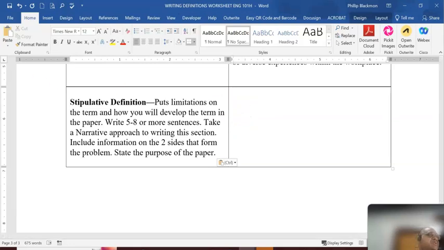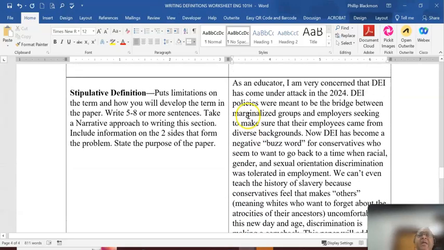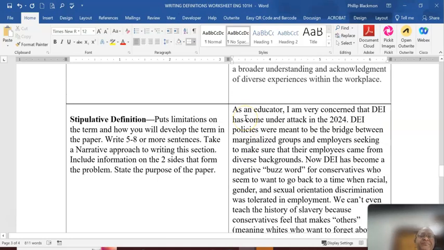I am going to copy my stipulative definition that I did for another class, and I'm just going to paste it here to show you exactly how it should be written. And like I said, just to save time, right? So I wrote my stipulative definition.